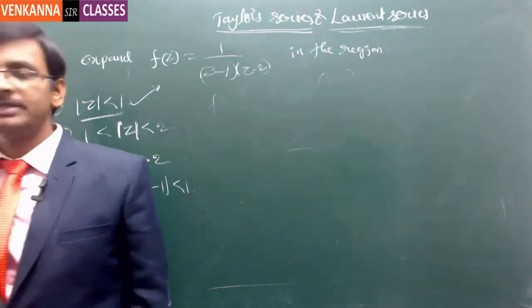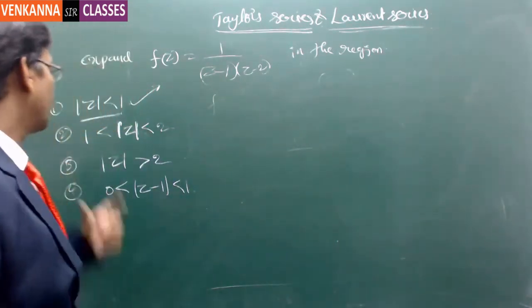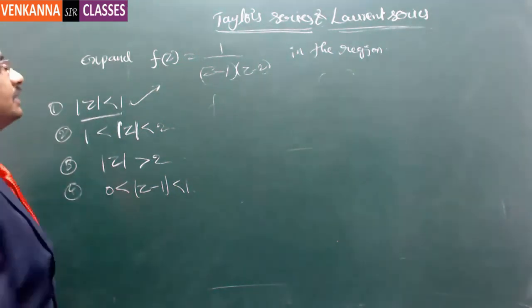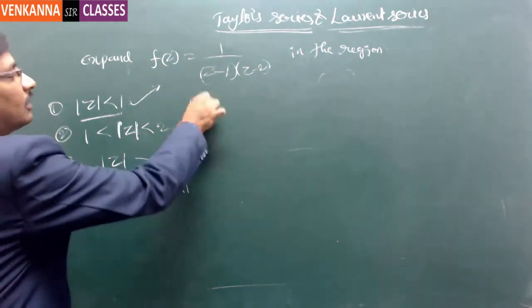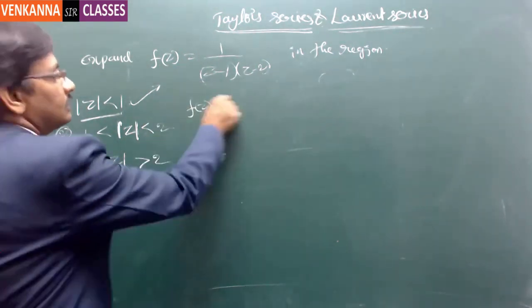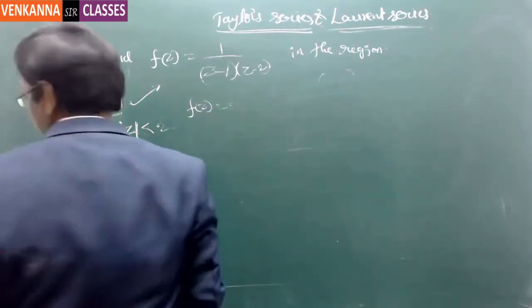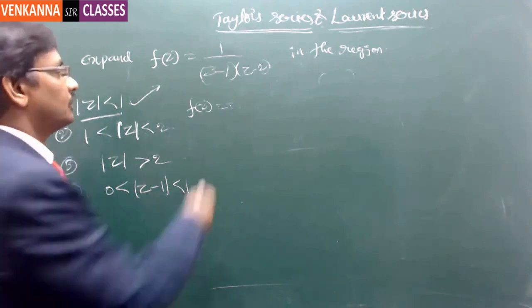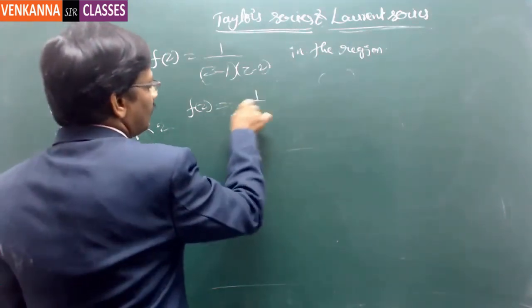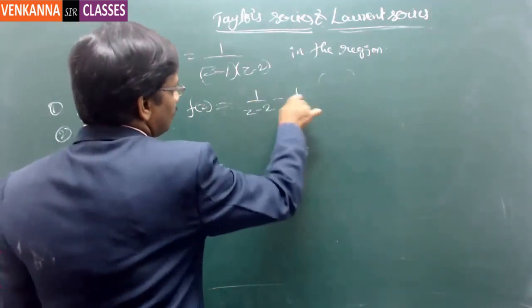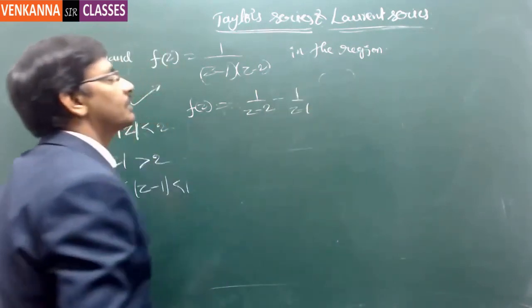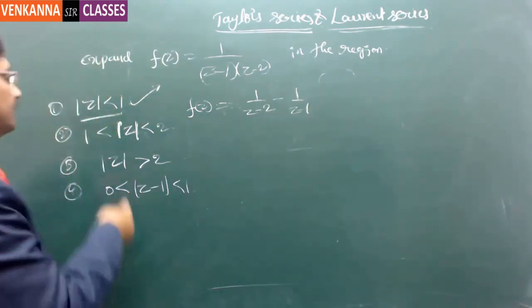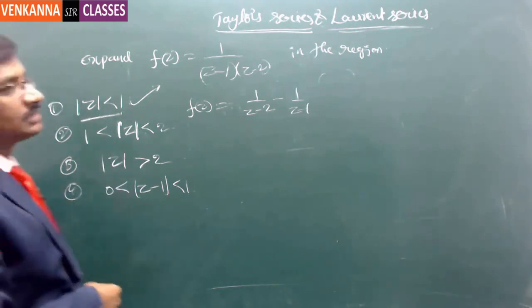Yeah, it will be a Laurent series. Okay, so let me solve this. Exactly in the similar manner as we have done in the previous case, this expansion can be written as, the same thing, 1 by z minus 2 minus 1 by z minus 1. So this is the function. Now here the condition is 1 less than mod z less than 2.